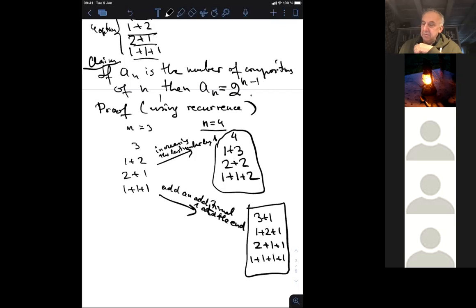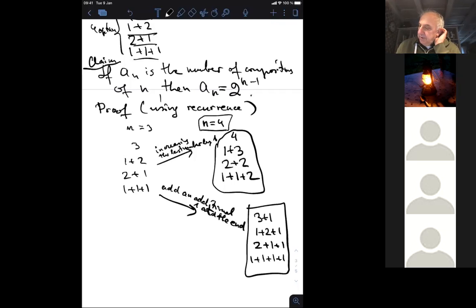How? Well, because we can go back. If we are given a composition of the number 4, what can we do with that? If the last entry in the composition is at least 2, then we can subtract 1 from it and get a composition of the previous number.